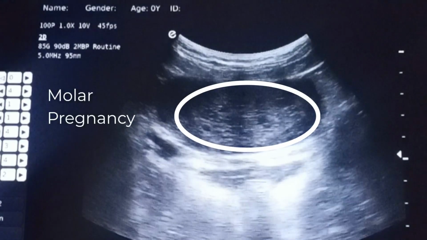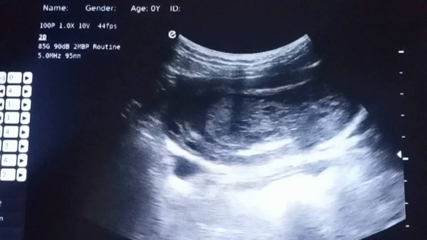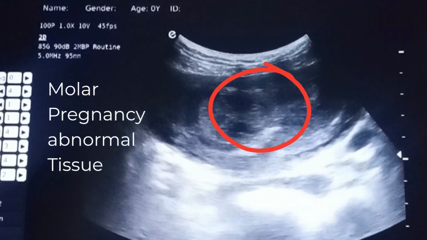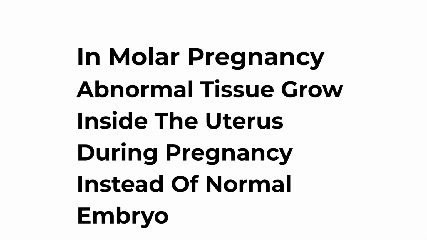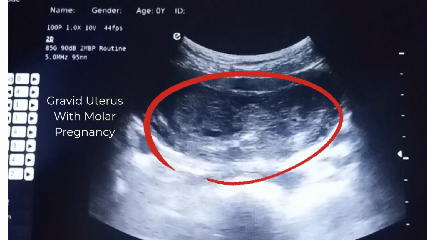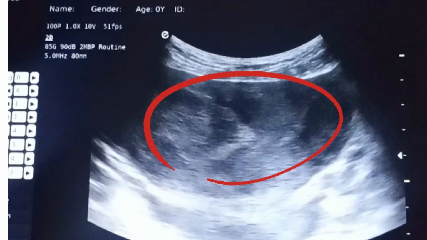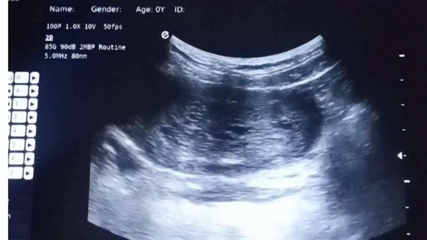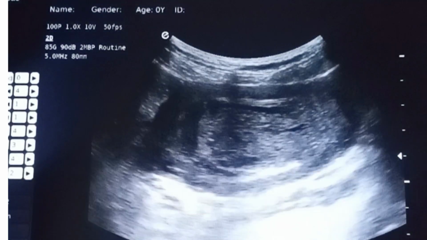Today, at 8 weeks of gestation, ultrasound findings confirm the diagnosis of a molar pregnancy. A molar pregnancy is a rare complication of pregnancy in which abnormal tissue grows inside the uterus instead of a normal embryo. You can see the gravid uterus, meaning the uterus containing a pregnancy. However, instead of seeing the normal appearance of a developing gestational sac and embryo, we can see abnormal intrauterine tissue.